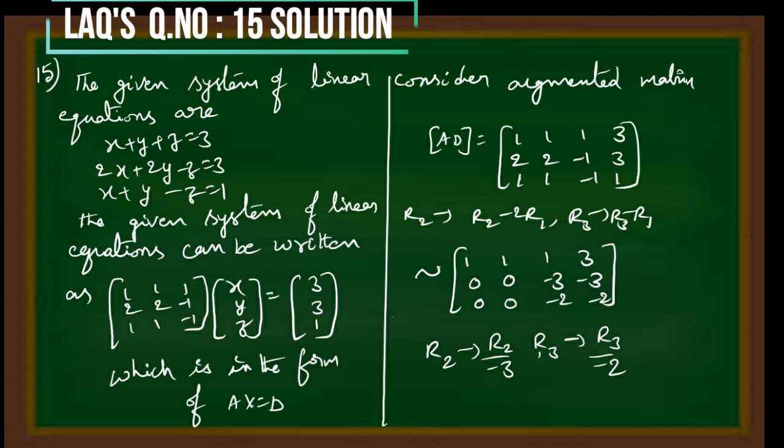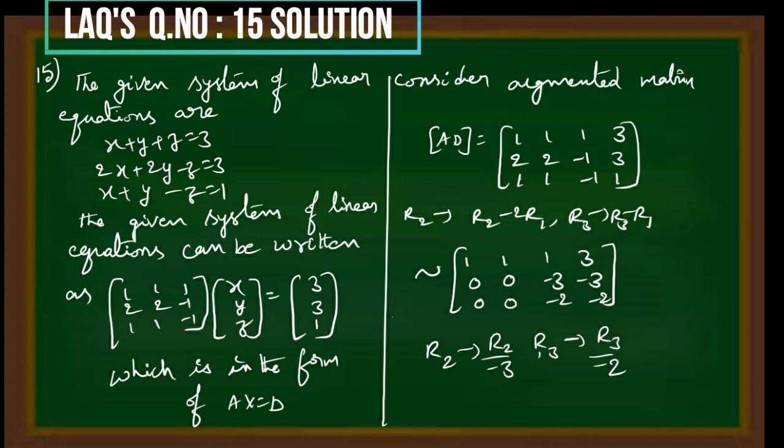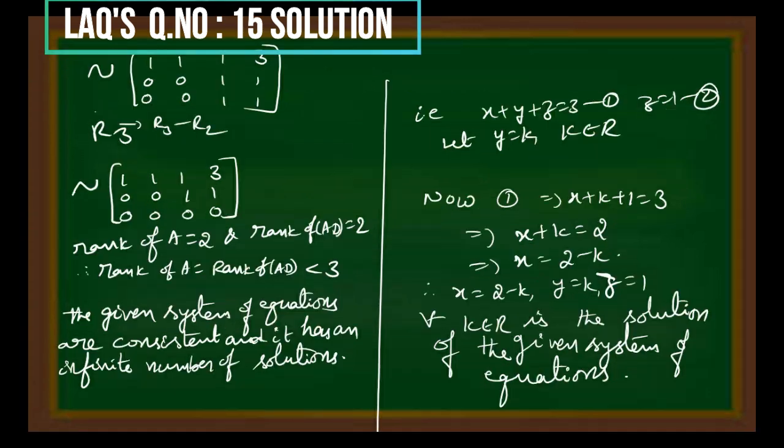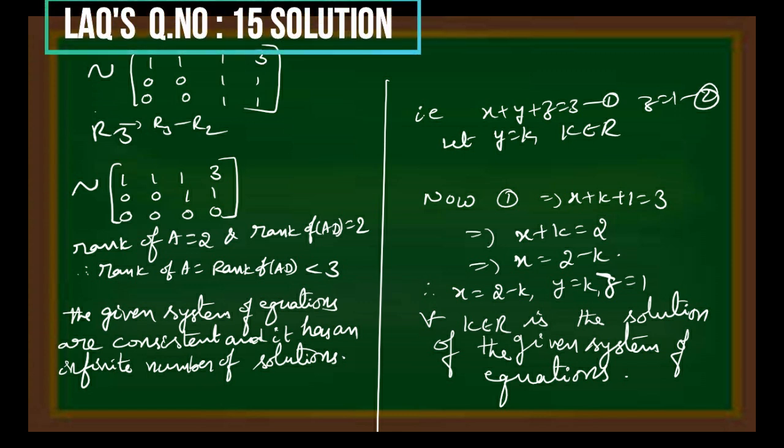In the second row, -3 is common, and in the third row, -2 is common. Therefore R2 changes to R2 by -3 and R3 changes to R3 by -2. Then we get [1, 1, 1, 3; 0, 0, 1, 1; 0, 0, 1, 1]. Now we use R3 changes to R3 - R2. Then the matrix becomes [1, 1, 1, 3; 0, 0, 1, 1; 0, 0, 0, 0]. Now this matrix is in echelon form. Now we find the rank of A.